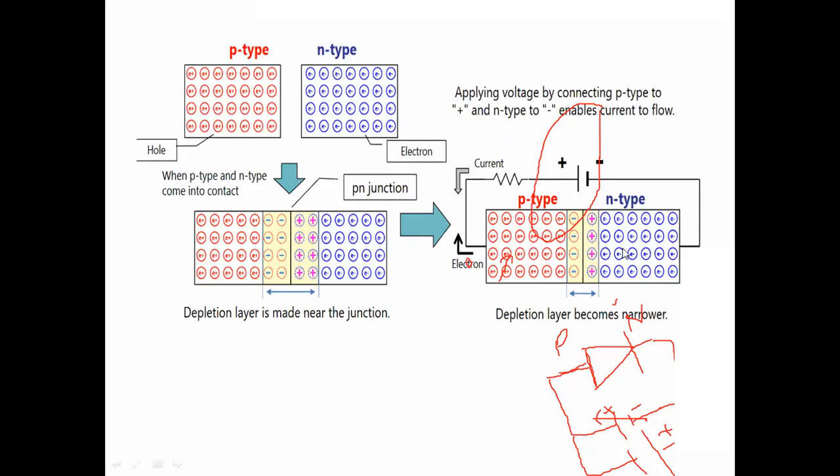flowing. Electrons will go to the p side and holes will go to the n side. For p type semiconductor, holes are the majority charge carriers, and in n type semiconductors, electrons are the charge carriers. It means these charge carriers are responsible for the flow of the current.